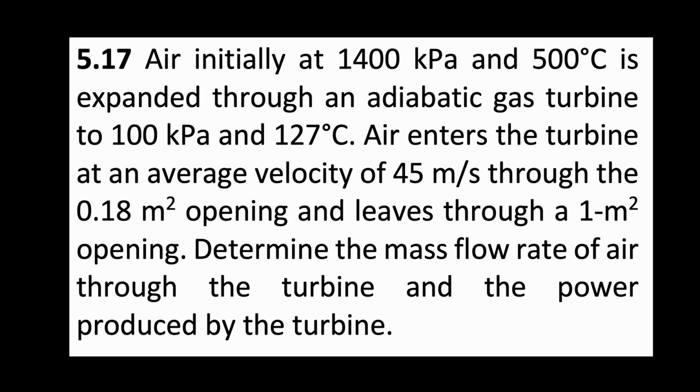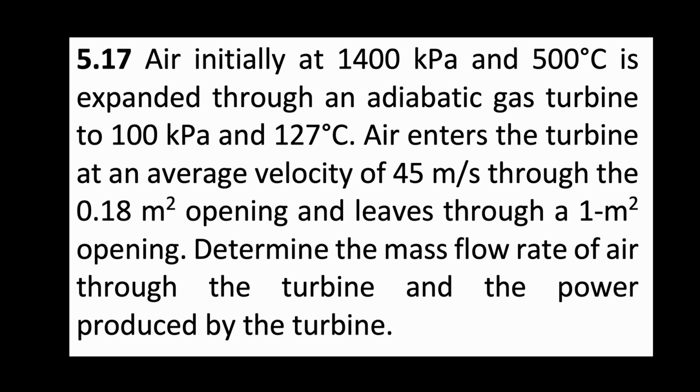Okay, in this problem, we have air initially at a pressure of 1,400 kilopascals and a temperature of 500 degrees C expanded through an adiabatic gas turbine. So the turbine is adiabatic, so this tells us that the heat Q dot is equal to 0. And it expanded to a pressure of 100 kilopascal and 127 degrees C.